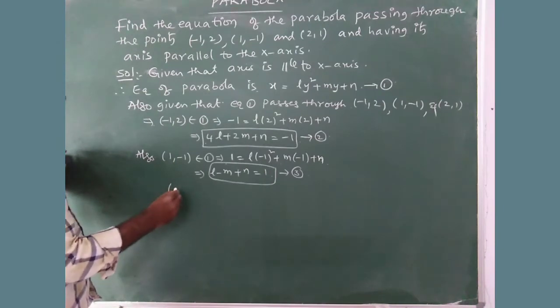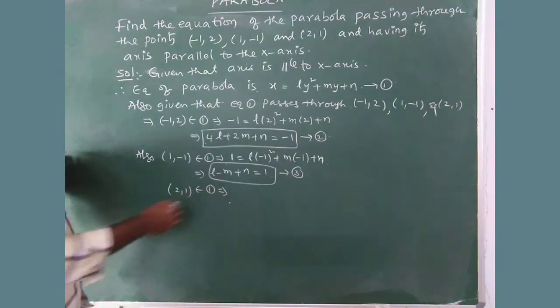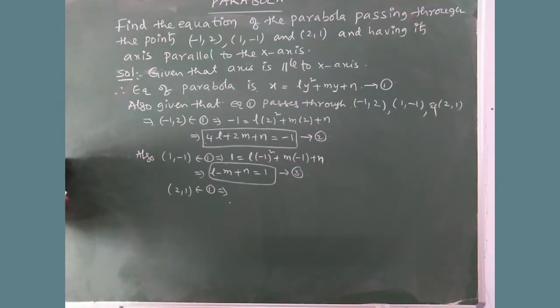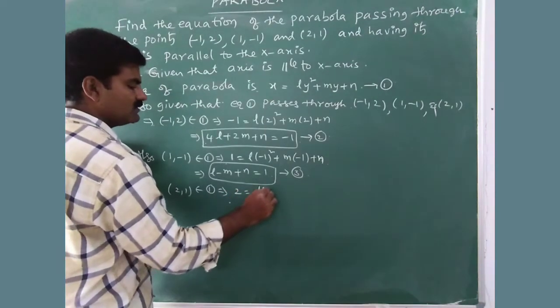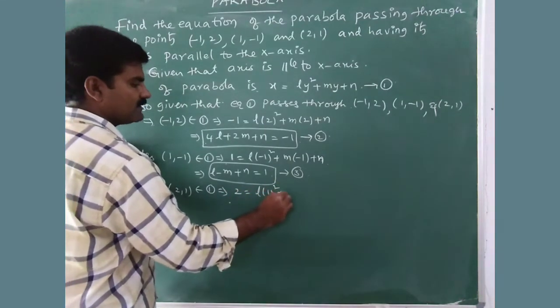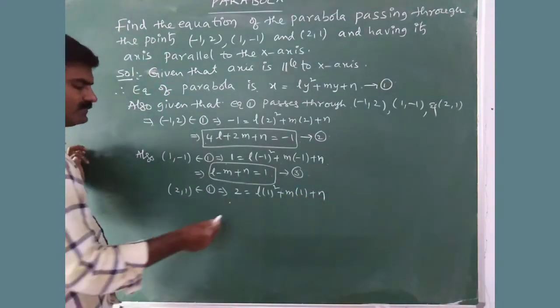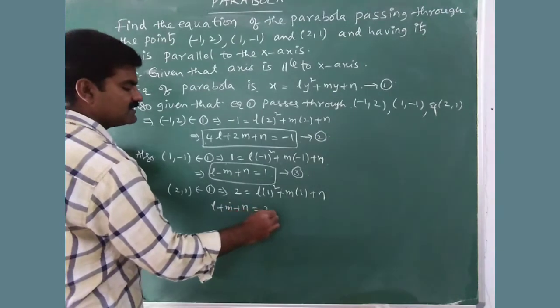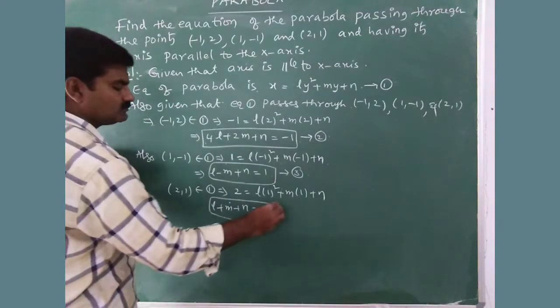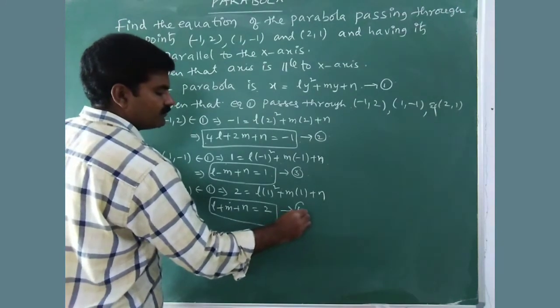And (2, 1) also belongs to the parabola, since it also passes through the third point. So this time x is equal to 2, which equals L into y square plus m into y plus n. I mean, L plus m plus n is equal to 2. So this is equation number 4.